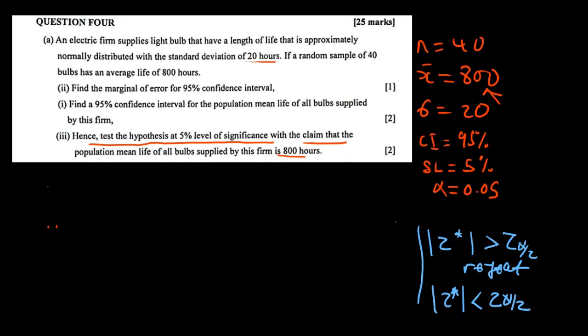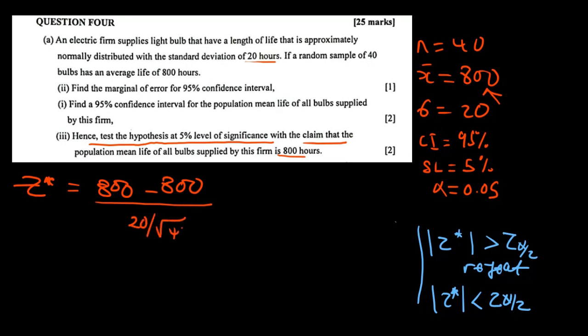All right, so let's find the Z observed. Z observed will just be equal to the sample mean, which is 800, minus the population mean, which is also 800, divided by the standard deviation, which is 20, divided by the root of the sample size, which is 40. We notice that what we have on top will just be 0. It will be 800 minus 800, so the answer is 0. So the Z observed is 0.